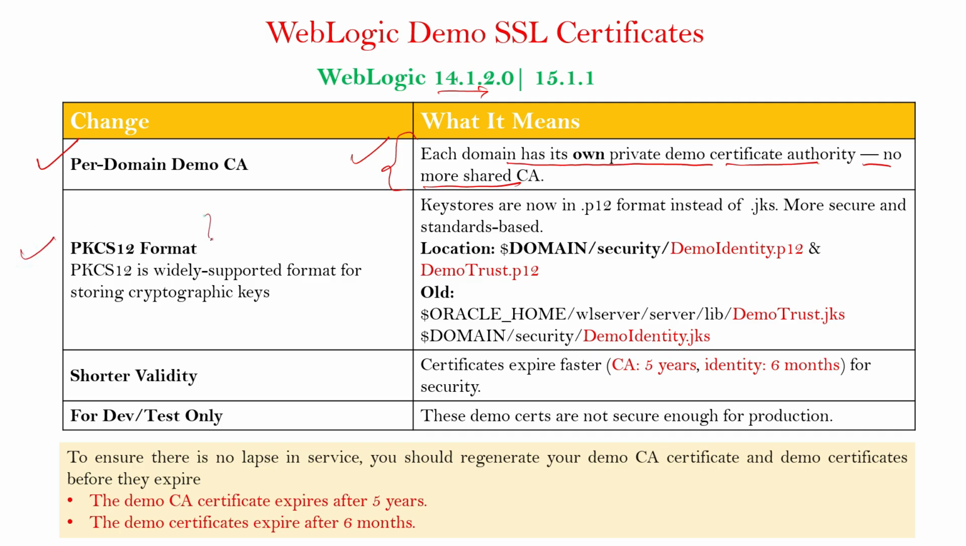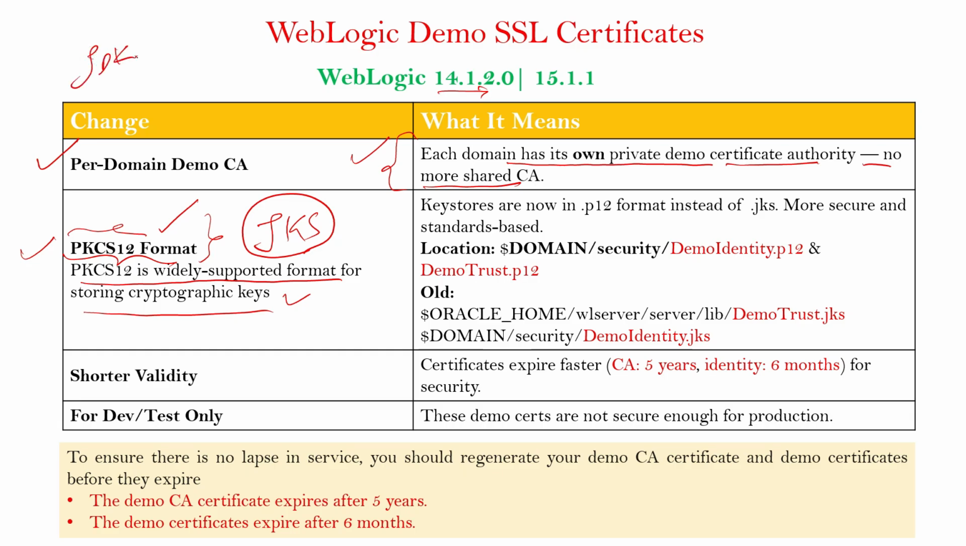The second major change is that the supported keystore format is now PKCS12. Earlier we had the JKS keystore. As I explained earlier as well, PKCS12 is a widely supported format for storing cryptographic keys and certificates. In fact, from JDK 9 onwards, the default keystore is PKCS12. So if you create any keystore with the keytool command without specifying the type of keystore, it will automatically create a PKCS12 format store for you.